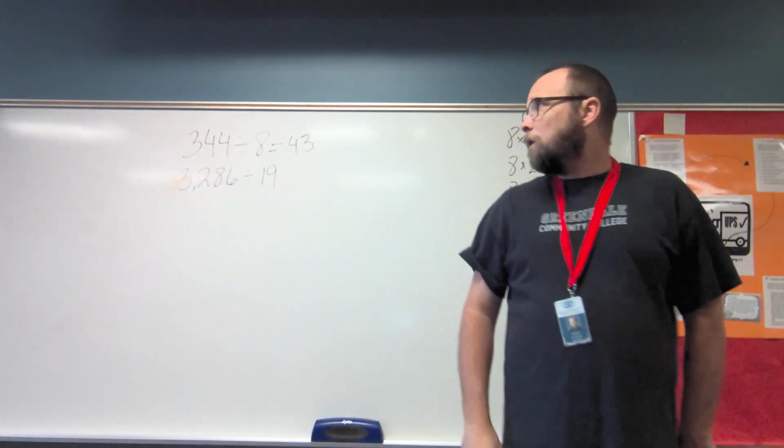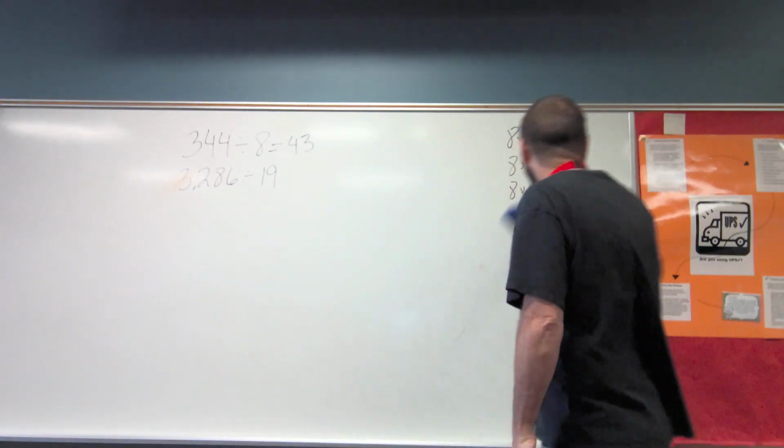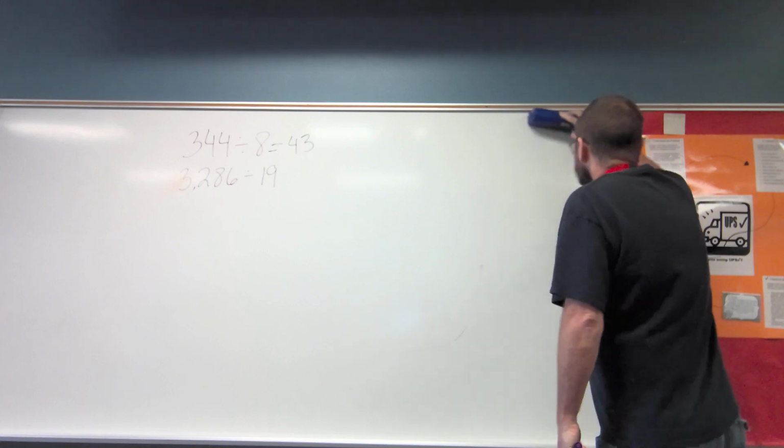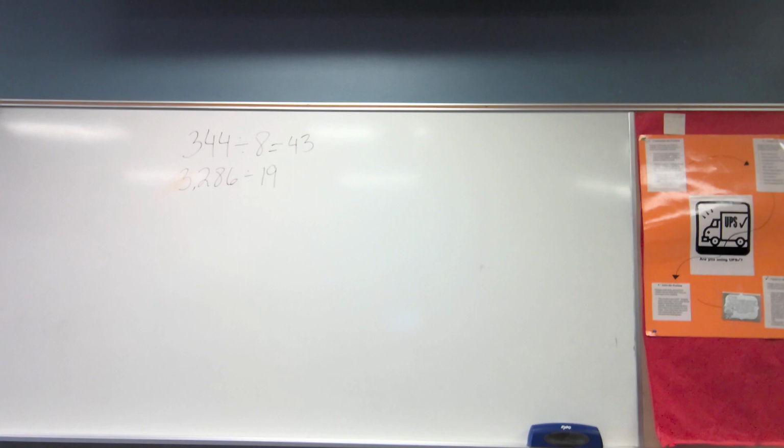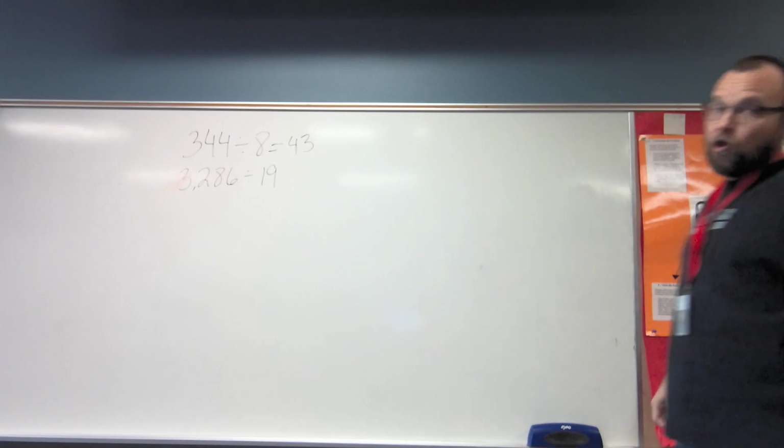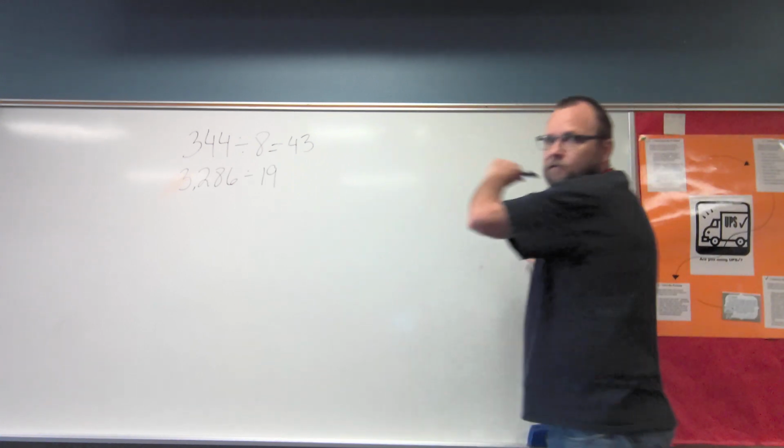All right, 3,286 divided by 19. We have to start with the most difficult part of doing a division problem: listing the multiples of 19.